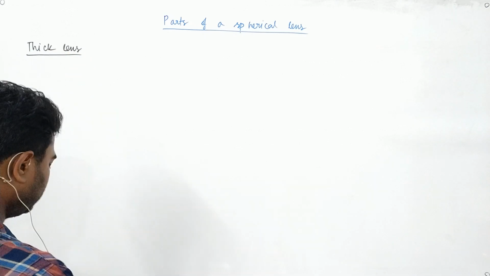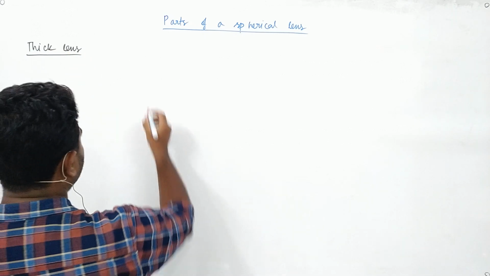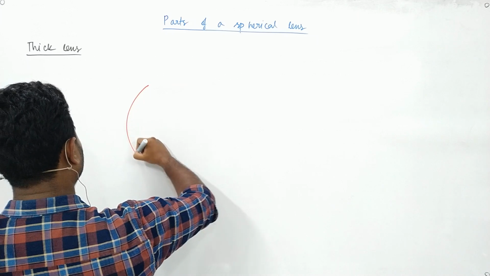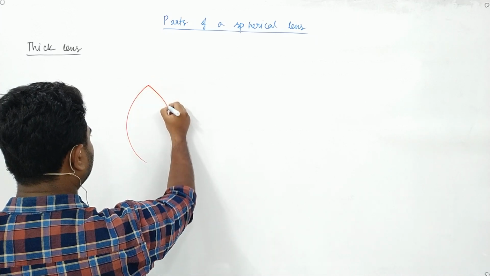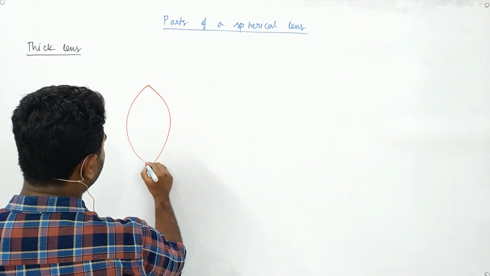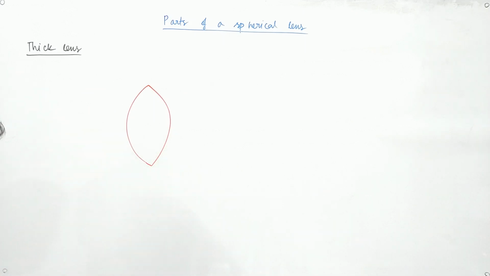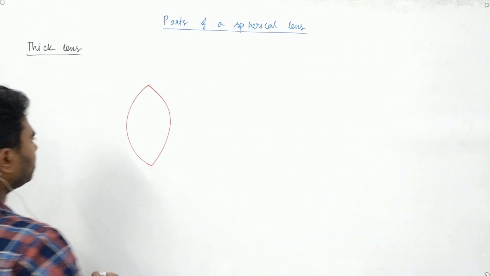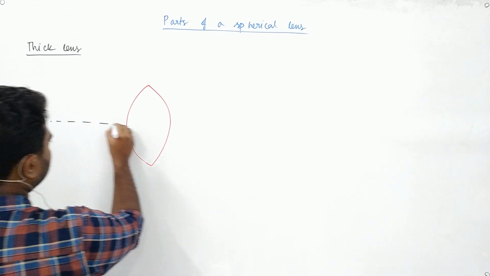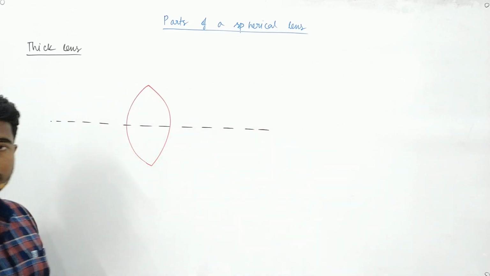Now let us draw a thick lens. Let this be a thick lens. Okay, suppose, let me draw the principal axis. This is the principal axis.